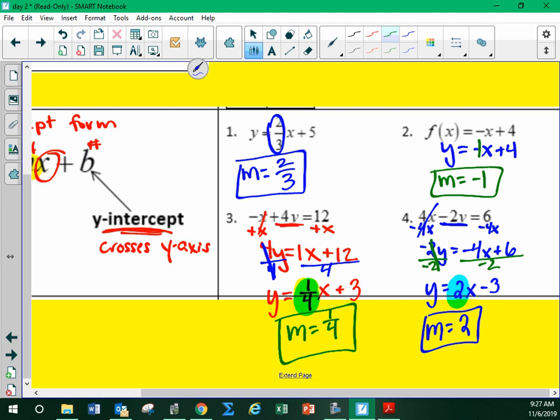Okay, so again, we have to get y by itself, and then it's just the number in front of x. I don't write x with it. X is not part of my slope. That's just a variable. It's the number in front of x. Okay, questions with that?